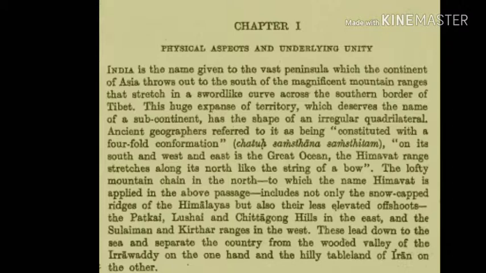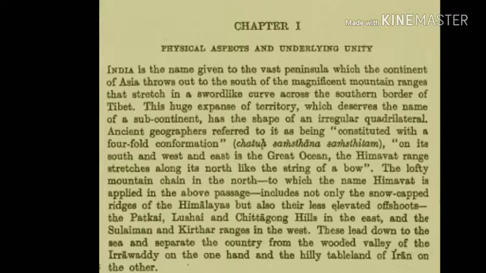Ancient geographers referred to it as being constituted with a fourfold conformation, Chatu Samstana Samstitam. On its south and west and east is the great ocean. The Himavat range stretches along its north like the string of a bow. The lofty mountain chain in the north to which the name Himavat is applied in the above passage includes not only the snow-capped ridges of the Himalayas but also their less elevated offshoots, the Patkai, Lushai and Chittagong hills in the east, and the Sulayman and Kurthra ranges in the west.